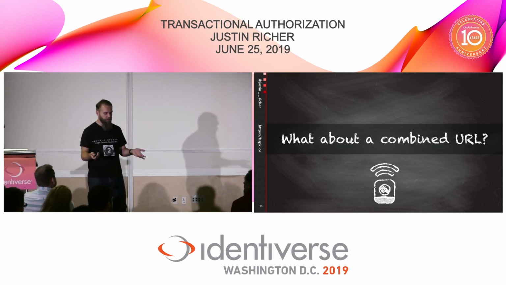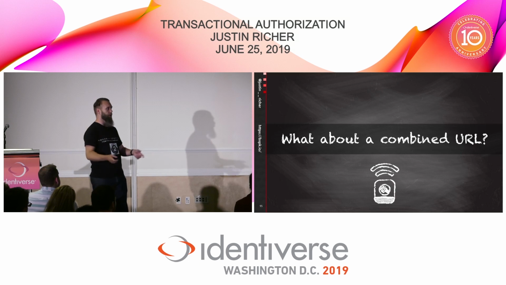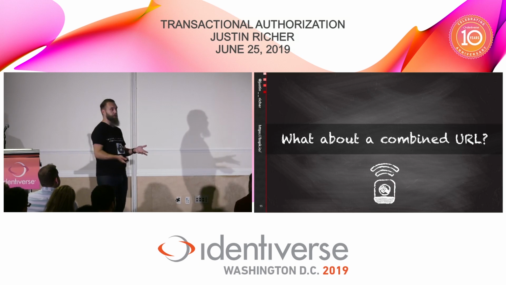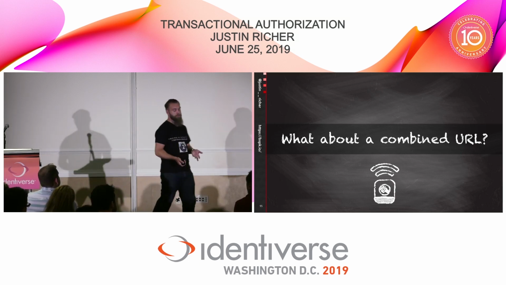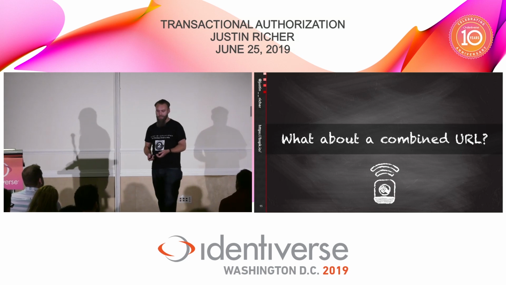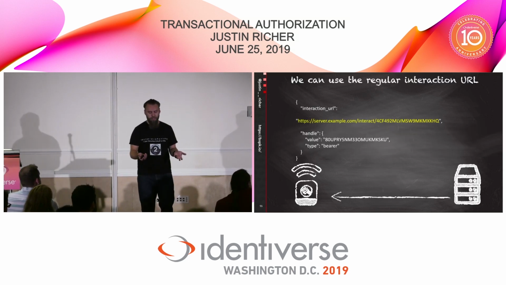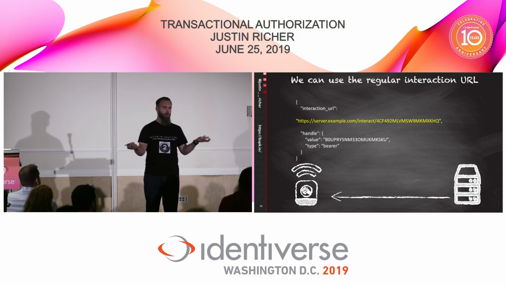So I had a client ask me, what do we do if I wanted to combine the URL and put up a QR code? This is something that we added after lots of argument in the OAuth device flow specification. Well, it turns out that at that point, you're just sending somebody to a large arbitrary URL.